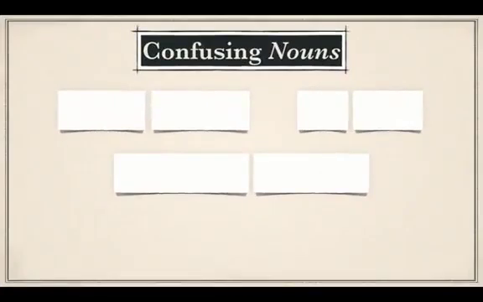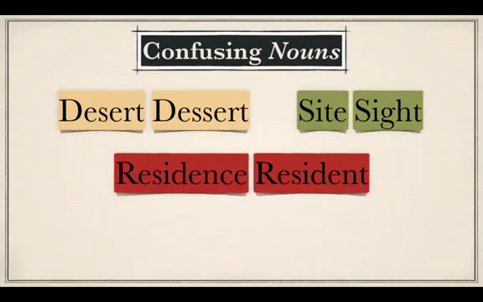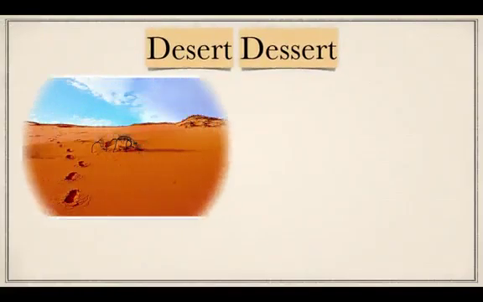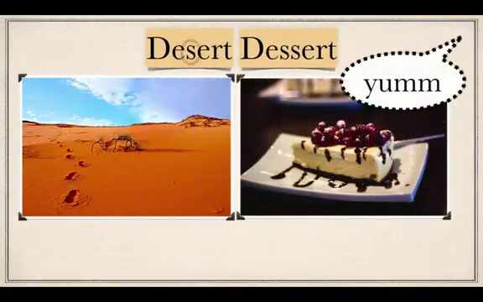So let's start with confusing nouns. Here are the pairs of nouns we'll be looking at. Do you know all of these words? Well, let's begin with desert and dessert. Yum! Notice that desert has one S while dessert has 2 S's.